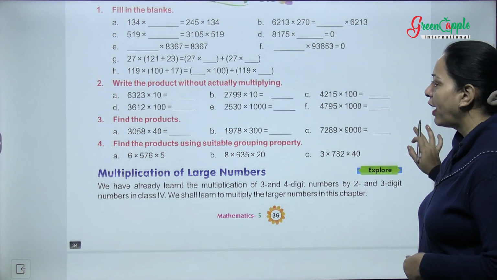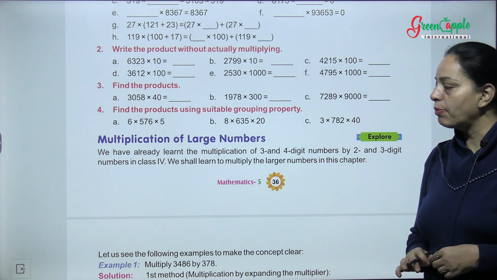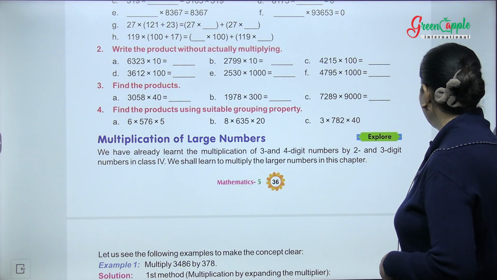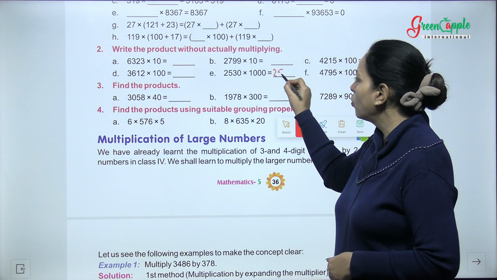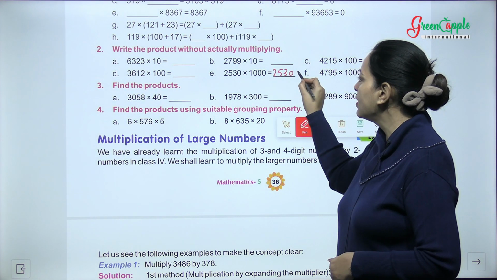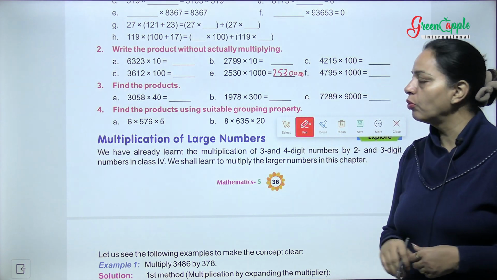Now the second one: write the product without actually multiplying. So like E part here, 2530 multiply by 1000. So what to do? This number as it is and 3 zeros more.